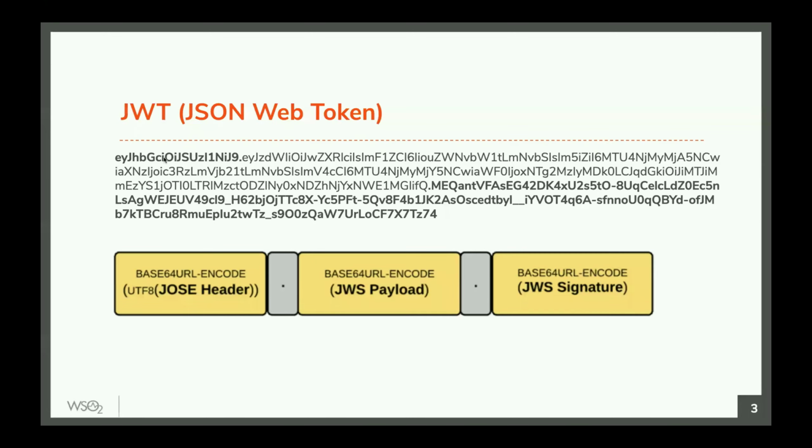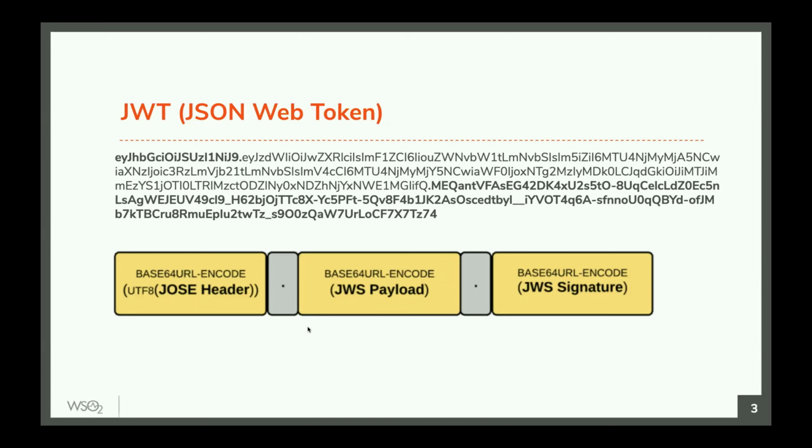The first two parts are base64 URL encoded, and the third part is also base64 URL encoded. The signature is over the first two parts, the JWT header and the JWT claim set. Remember, this is not base64 encoded, but base64 URL encoded. There's a difference between those two.